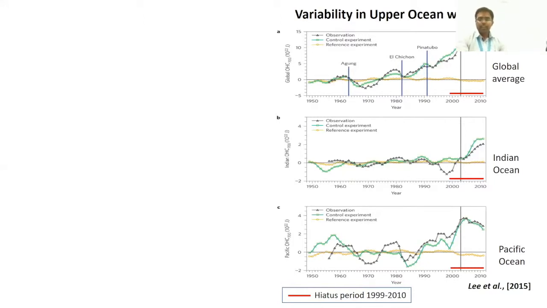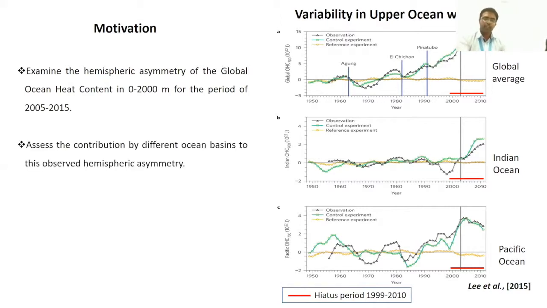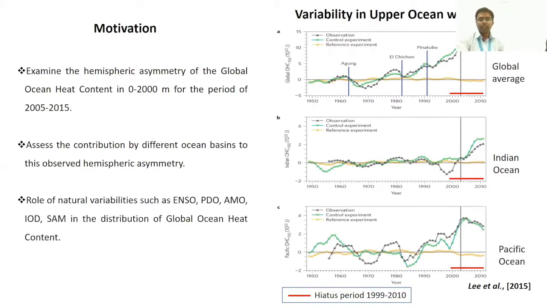So based on this study, there is some motivation for our work. We have to examine the hemispheric asymmetry of the global ocean heat content, which is present in the upper 2000 meters for the period of 2005 to 15. We also want to assess the contribution by the different ocean basins towards this observed hemispheric asymmetry, and the possible role of the natural variabilities which are involved in the distribution of the global ocean heat content across the hemispheres.